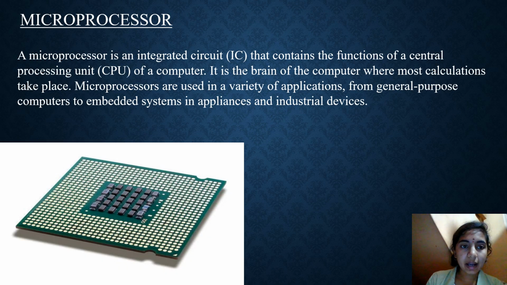So next is the microprocessor. So a microprocessor is an integrated circuit, that is IC, that contains the functions of a central processing unit, that is CPU, of a computer. It is the brain of the computer where most calculations take place. So microprocessors are used in a variety of applications, from general purpose computers to embedded systems in appliances and industrial devices. So here we can see the diagram of a chip of a microprocessor.